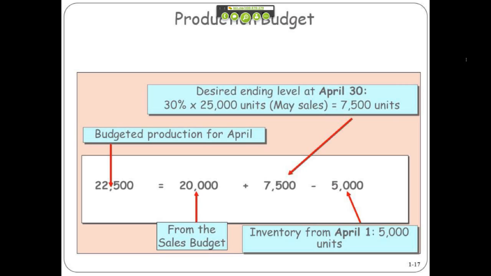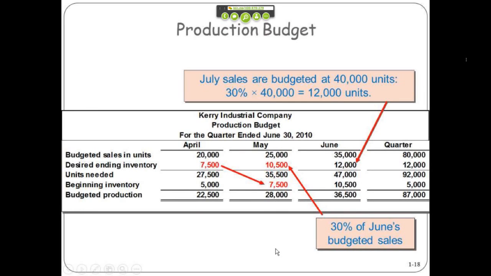So you now can do a production budget based upon your sales budget. Here's the 28,000 we just calculated, and then rolling forward. Obviously, for June, this desired ending inventory would have known July. We would have needed to know July sales to do that, which we don't have.